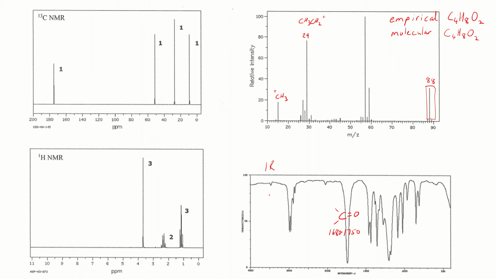There's not. Even saying what it's lacking is a good thing to include in your assignment. So say no OH group, because there's no big broad peak around either that 3230 to 3550 for alcohol or 2500 to 3000 for the carboxylic acid. So mentioning what's not present is also important. This here, you should be well aware, that's just CH.